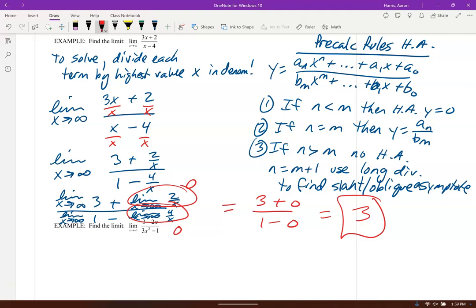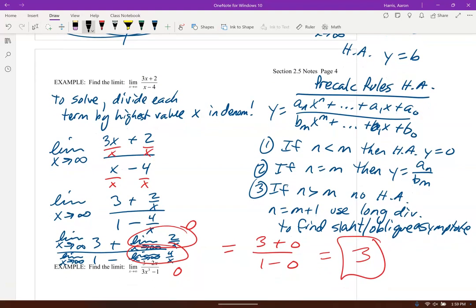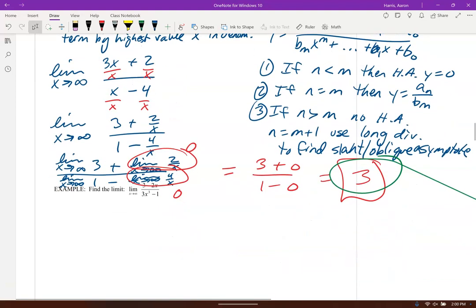Well, if you think about your pre-calc rules, the degree of the top was 1. The degree of the bottom was 1. So you take the leading coefficients, 3 over 1. Hey, the pre-calc rules hold, right? But again, practice this with your limit laws. We're going to run this by dividing out your denominator, largest value denominator.